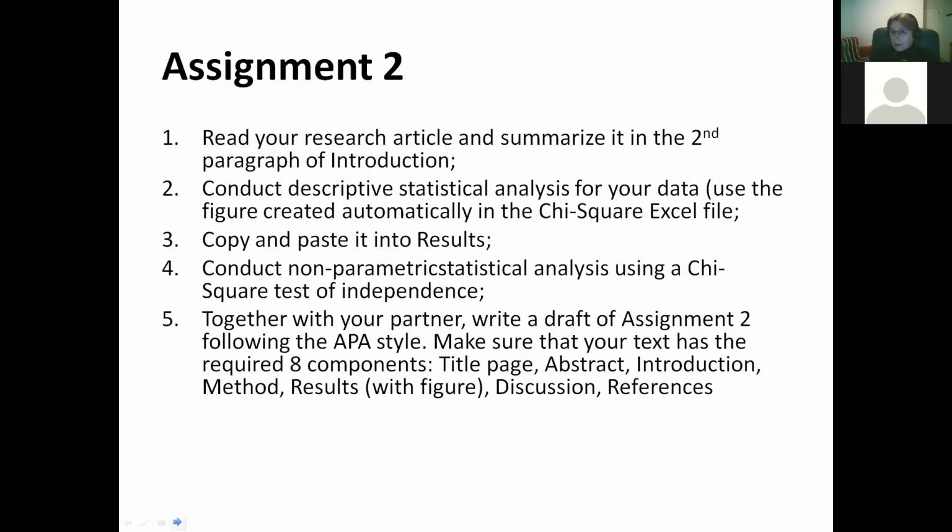Finally, you would have to write a whole text between 1,500 words to 2,000 words, which is about 4 to 5 pages, using obviously the APA 7 style. Make sure that you have all the 8 required components of the APA format. Some of them already are in your group Google Docs, which is title page, abstract, introduction, method, results, with figure, discussion, and references.